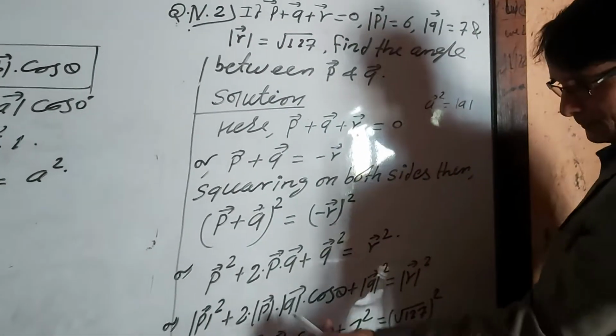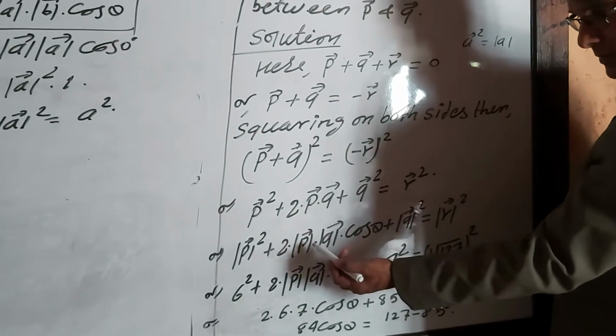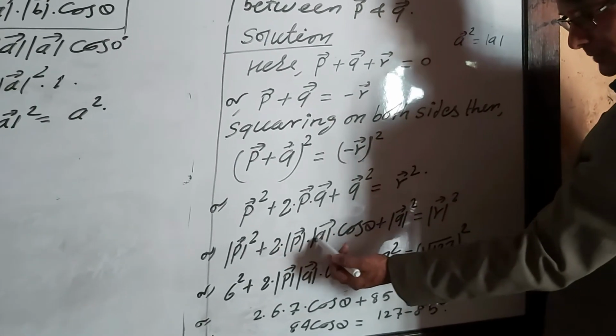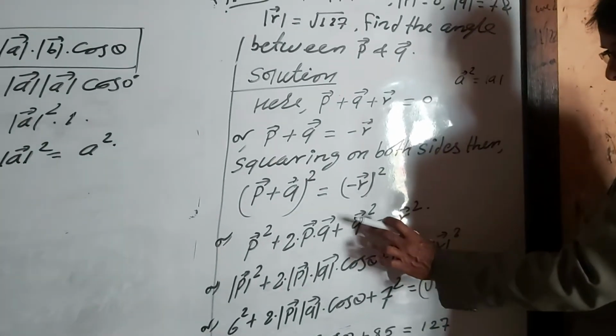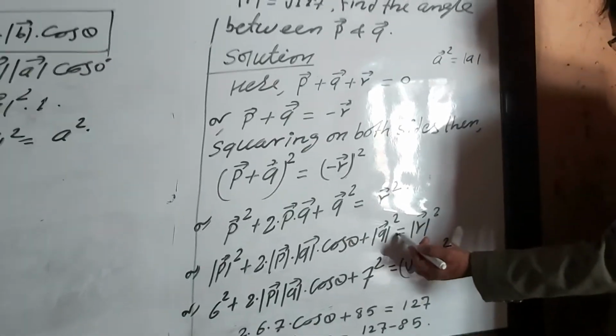Here we have p into q, so we can write vector p into vector q into cos theta plus this q square. Already I told you vector q square is equal to magnitude q square.